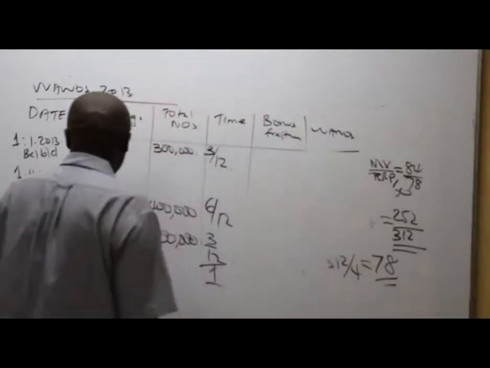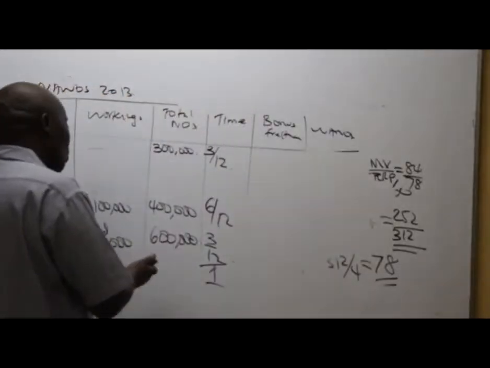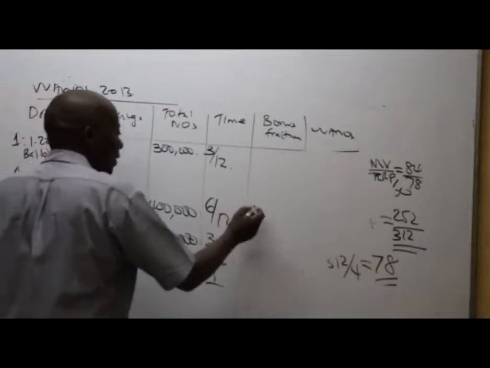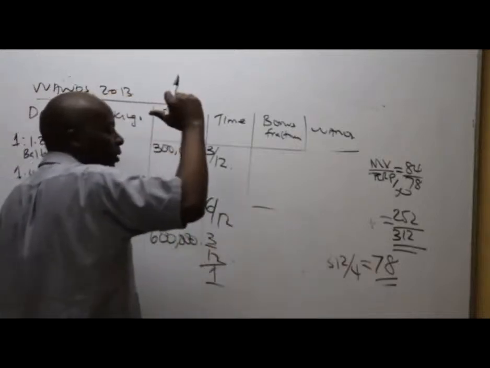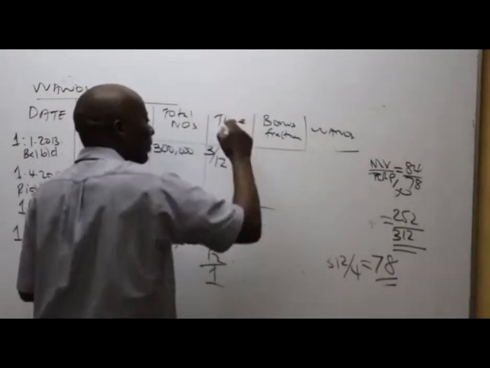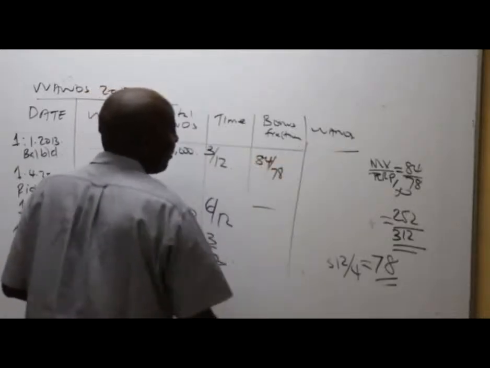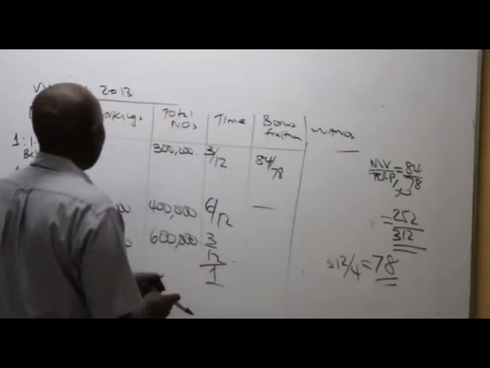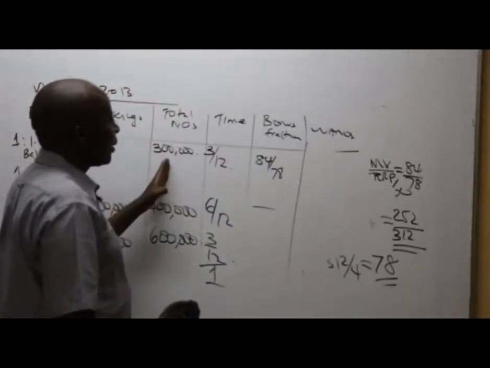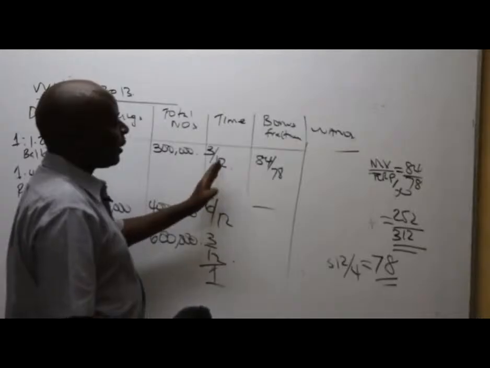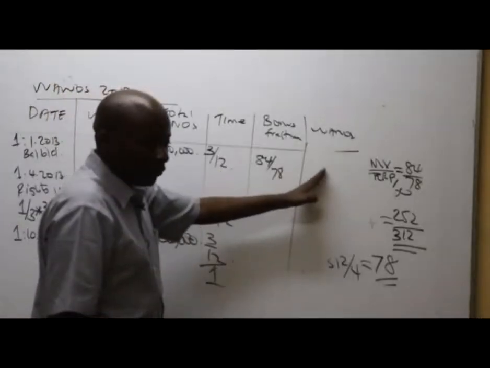Kumbuka usianzie mahali pa rights issue. Your bonus fraction cannot start from there. It normally starts from the immediate predecessor and then goes up and up and up. So then this one here will be 84 over what here, somebody? 78. And then I'll be able now to get the numbers very easily by taking the total number times the time fraction times the bonus fraction, which will give me this in form of a whole number.